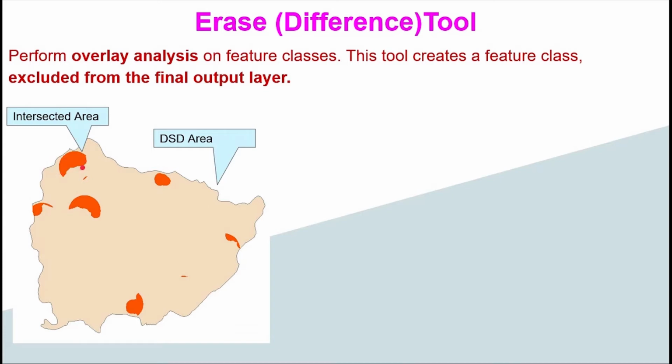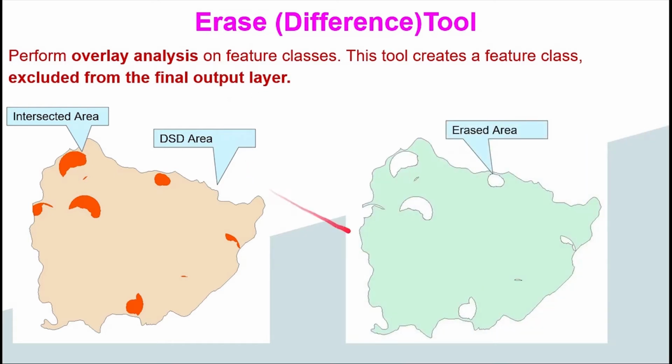This is the intersected area. This one is a separate layer. This one is the DST area. It is another layer. I need to exclude those intersected areas from the DST area. At that time, I can use the erase tool for this purpose. Finally, we will have this type of erase area map.